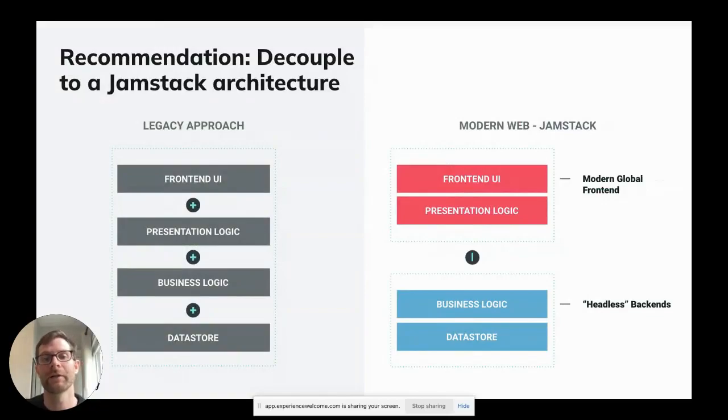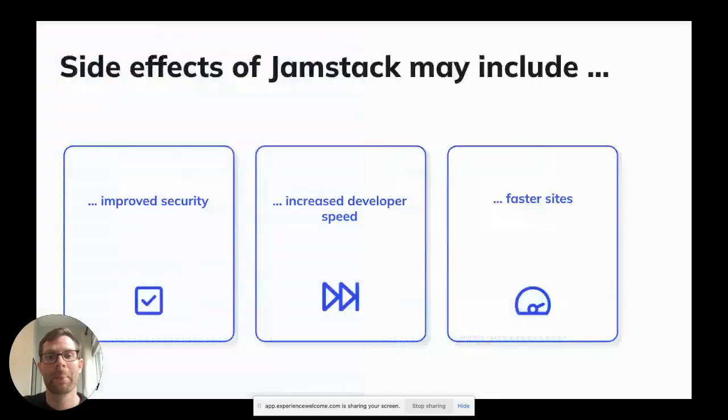So the recommendation here is to decouple to a Jamstack architecture. Decoupling the front end from the back end makes it a lot easier to create many more international sites. I'm not going to dig in too much because Ramin's going to cover some of this later on, but that's the recommendation. Also, a little cheesy here, but some side effects of the Jamstack decoupling are improved security, improved developer speed, and also you're going to end up with some faster sites, which are kind of nice on the back end.